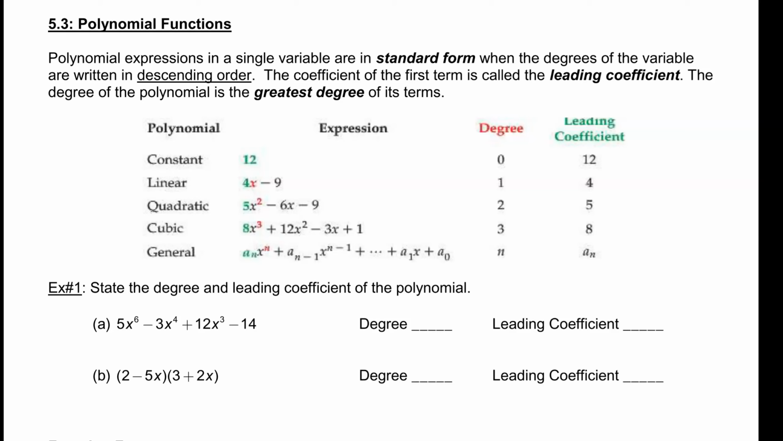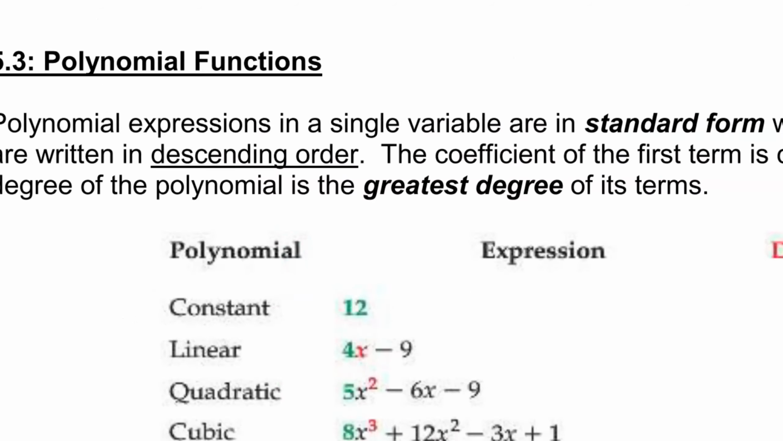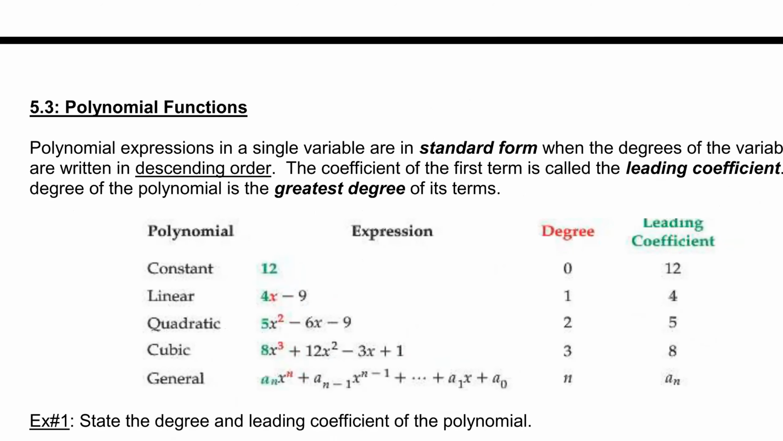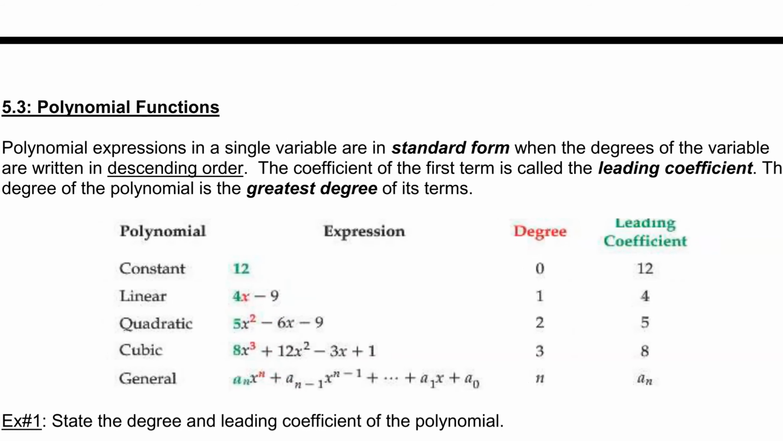So, polynomial functions. We already discussed what a polynomial means. Poly means many, and nomial means numbers, so many numbers, many terms. A polynomial expression in a single variable is in standard form when the degrees of the variable are written in descending order. If you have something like x squared plus x plus 3, this is in standard form. The exponents are in descending order. It goes 2, then 1, and then 0.